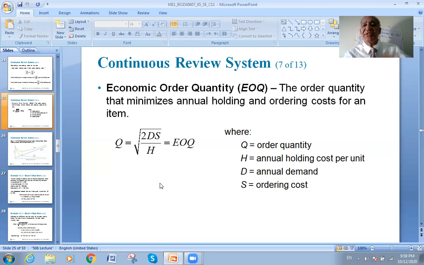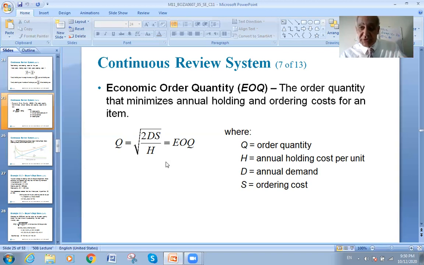I will tell you, determine the economic order quantity, if the order quantity was, for example, blah, blah, blah, and the annual holding cost, blah, blah, and the annual demand, blah, blah, and the ordering cost, blah, blah. So you will just substitute in this equation, and you will give me the economic order quantity.